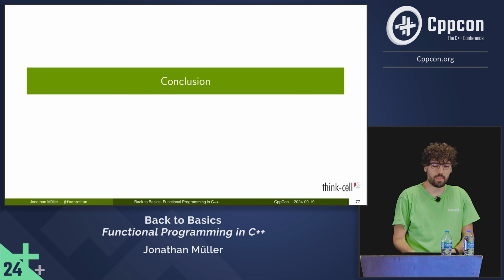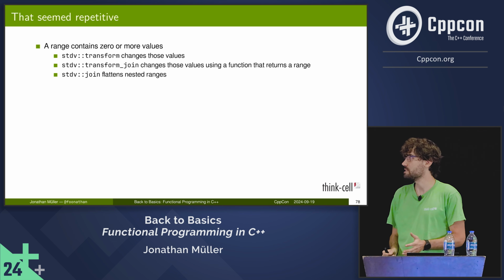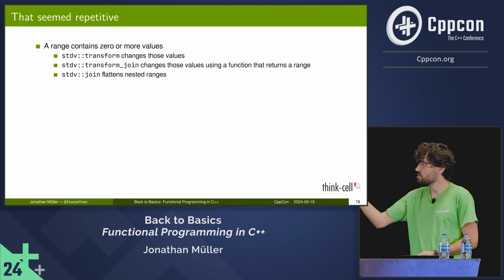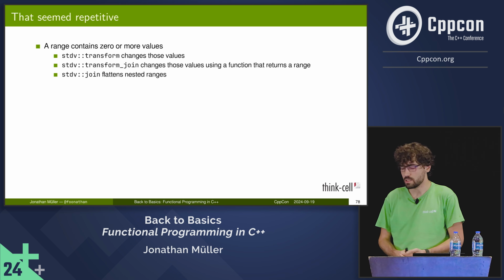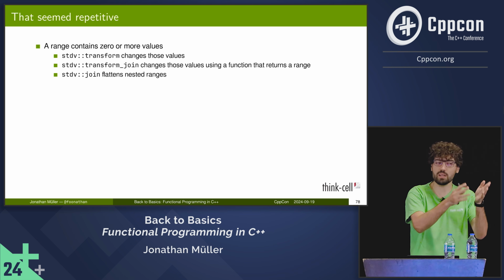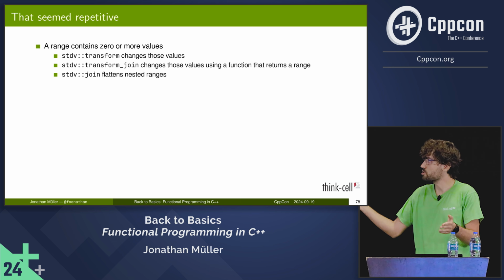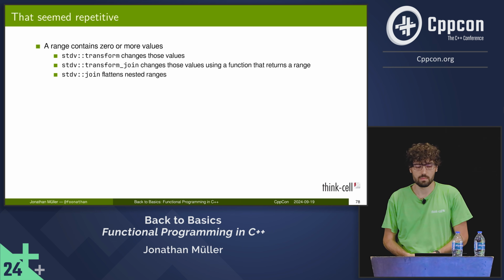So you might have noticed that this seemed all a bit repetitive. We've got a range which contains 0 or more values. We can transform those ranges to change those. We can call transform join to change each value to a range of values and then flatten them out in a big range. Or we call join to flatten a nested range of ranges.